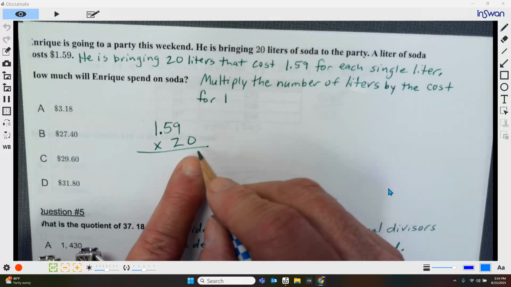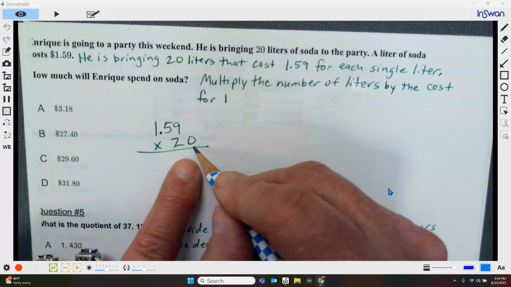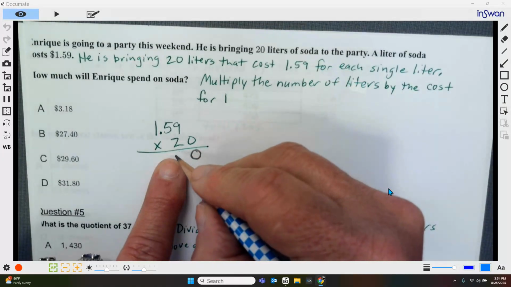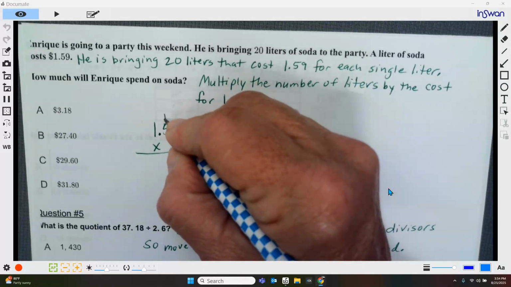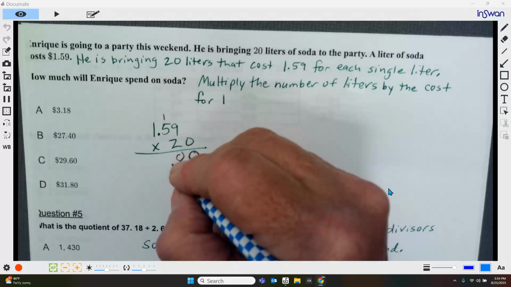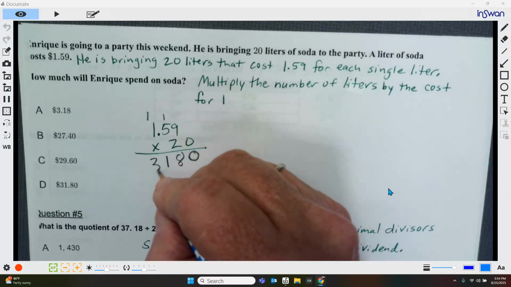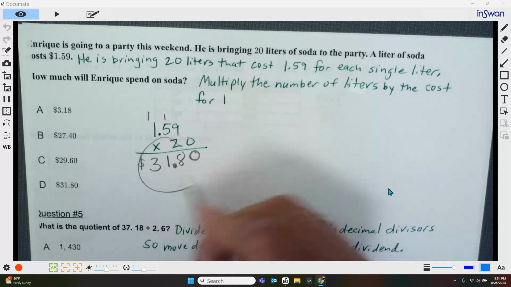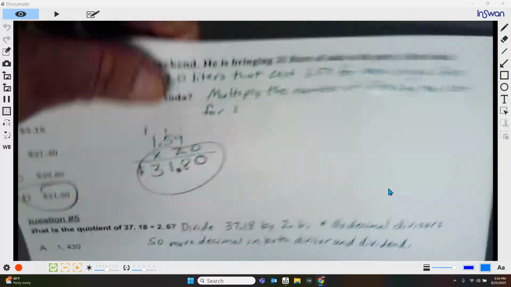Now, I set this up to multiply the 0 out, because any number times 0 is 0, but I still have to account for that place value. So I'm just going to bring that 0 down. Then I'm going to multiply my 2. 2 times 9 is 18. Put the 8 down, carry the 1. 2 times 5 is 10, plus 1 is 11. Put the 1 down, carry the 1. 2 times 1 is 2, plus 1 is 3. And I have 2 decimal spaces. So Enrique is going to spend $31.80 on sodas. Okay, next question.